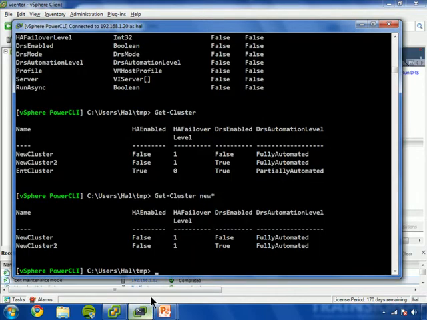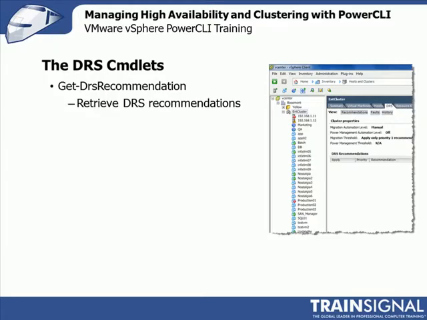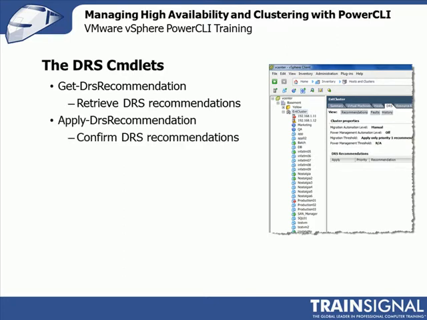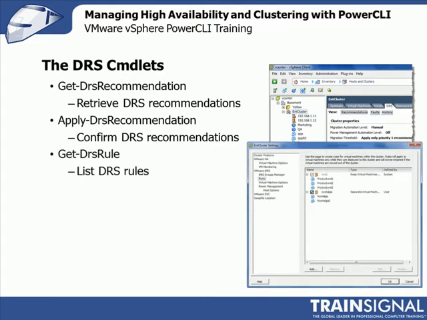Back to the slides, you can use the Get-DRSRecommendation commandlet to retrieve those recommendations, and then the Apply-DRSRecommendation commandlet to actually confirm them and make them effective. So once you use get and then combine that with apply, a vMotion will actually occur.